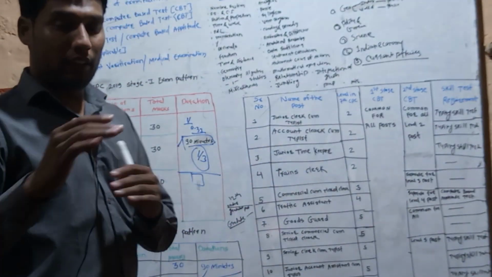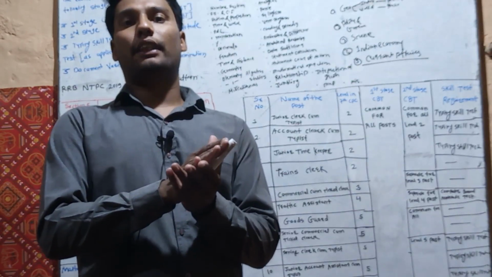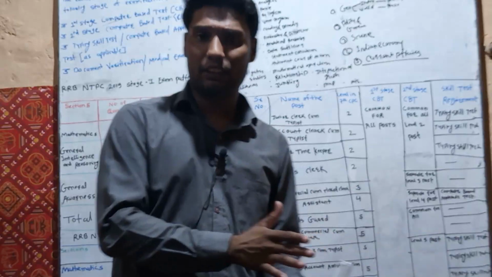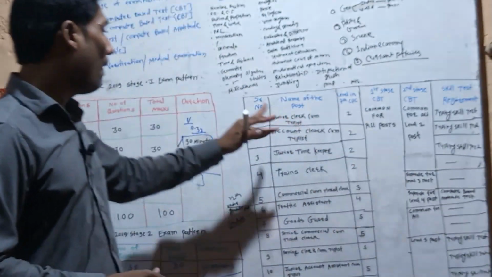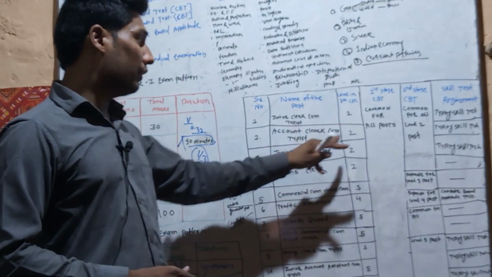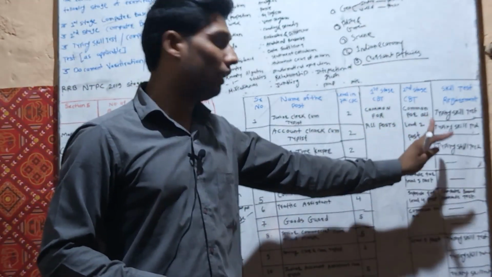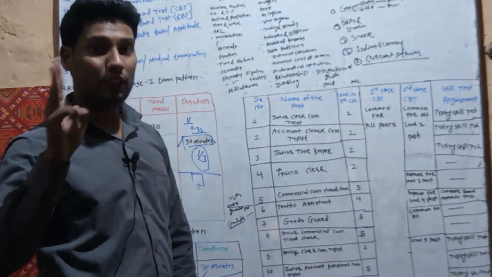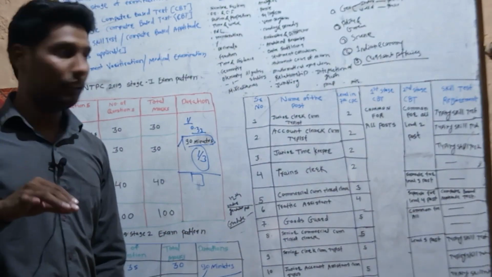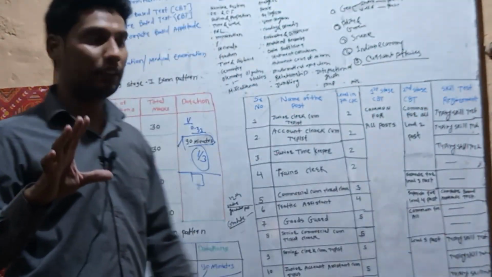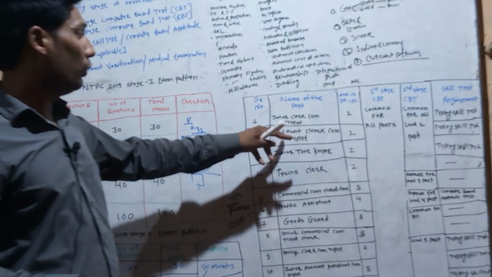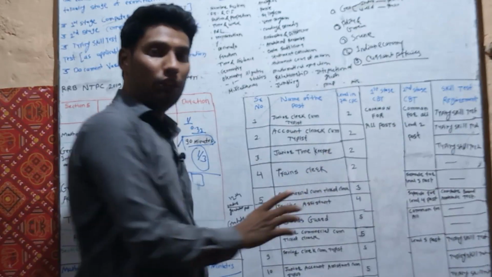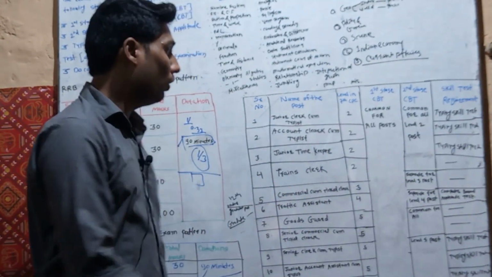After completing the second stage there are the typing test, computer based test and document verification for the various posts. Let's discuss first the junior clerk cum typist: there is a common exam for the first and second levels. On the third stage there is the typing skill test, called the typing skill test for junior clerk cum typist. For the second post, account clerk cum typist, the first CBT is common for all, as I have already told you.